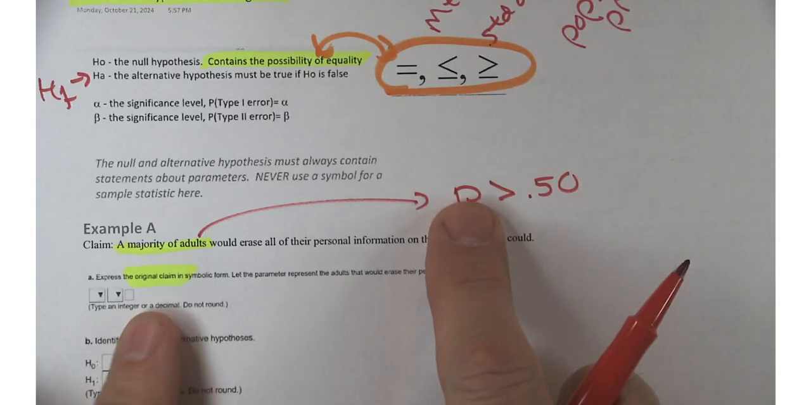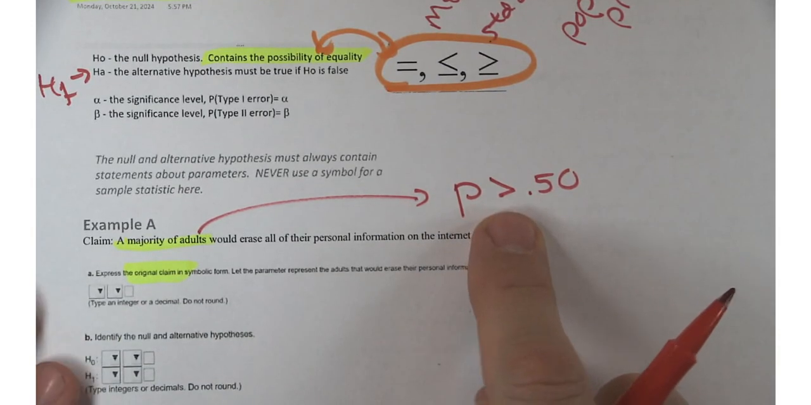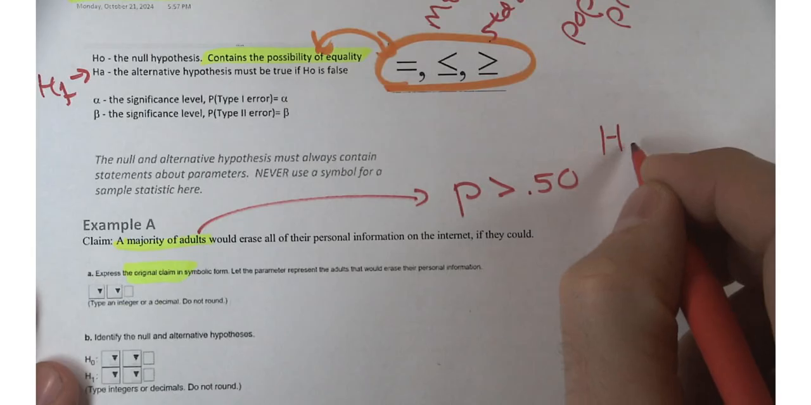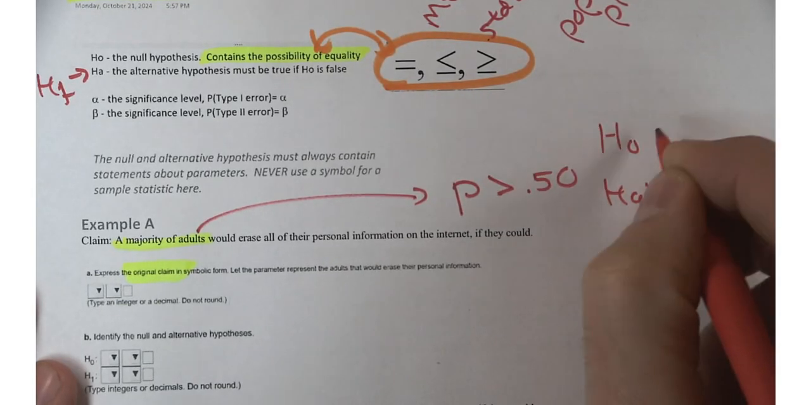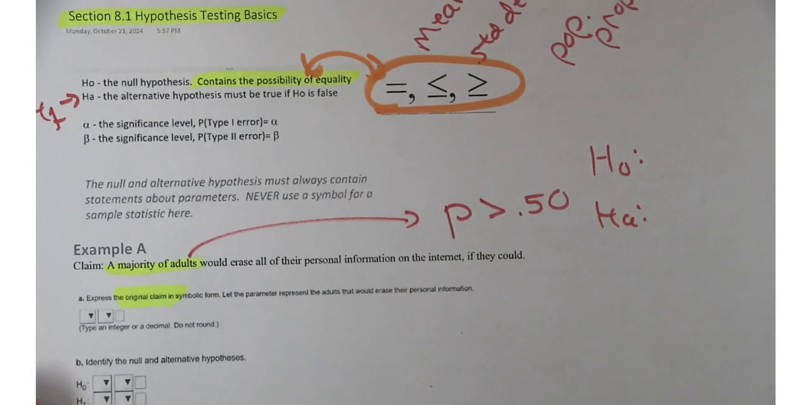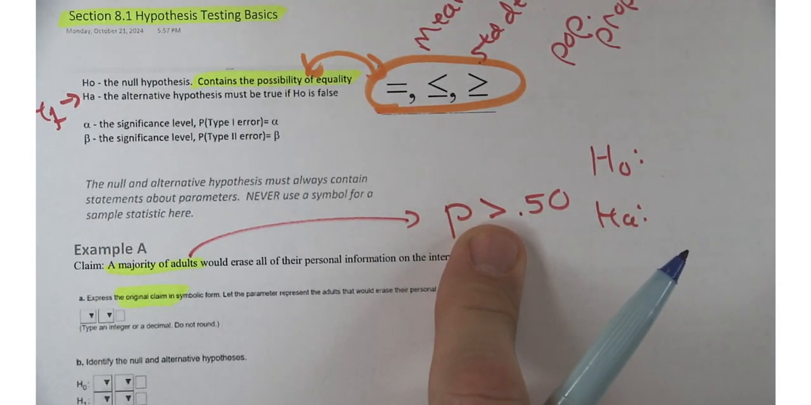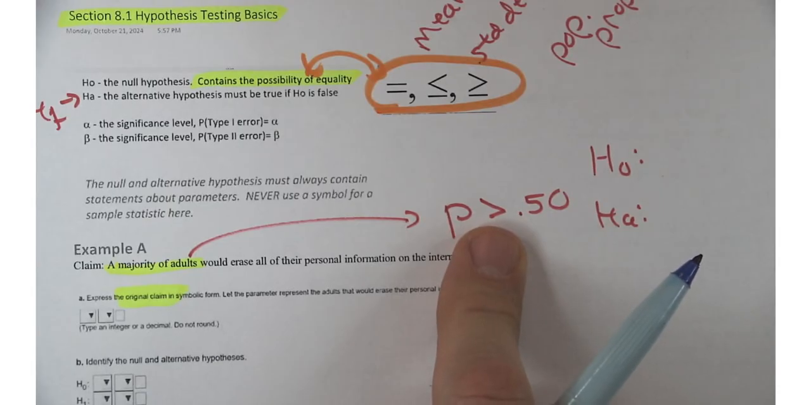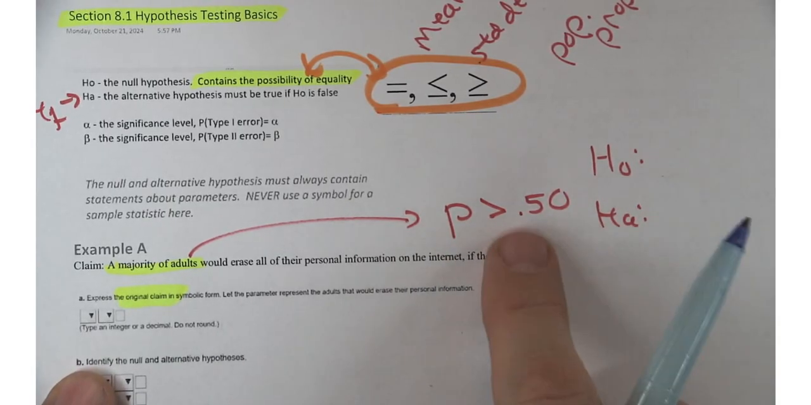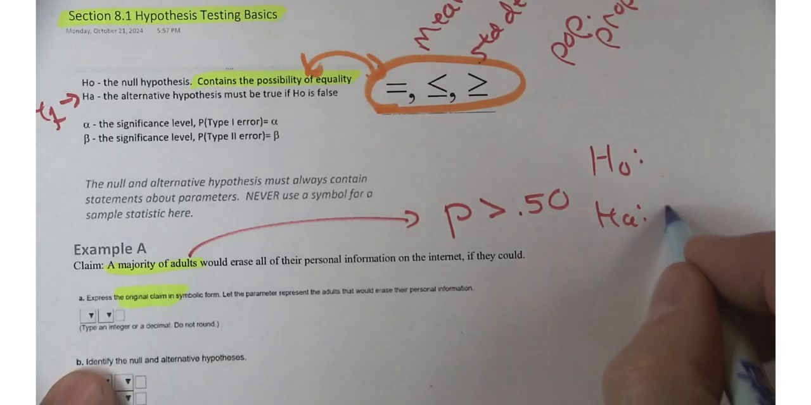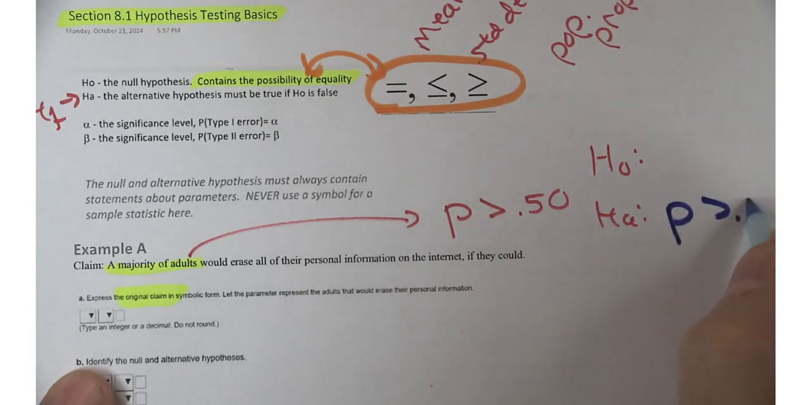Now, if this is our original claim, we've got to decide where we're going to put that claim. We've got two places, H0 or HA. But there's something that we know about H0. What does H0 have to contain? What does it have to have as part of it? Equality. It has to have the possibility of equality. Does this have the possibility of equality in it? No. So it can't go in the null hypothesis. It has to go in the alternative hypothesis. So it's going to be p is greater than 0.50.